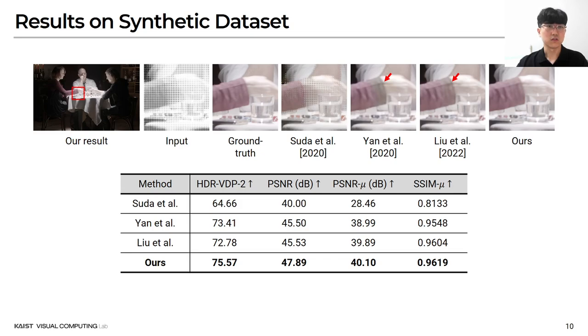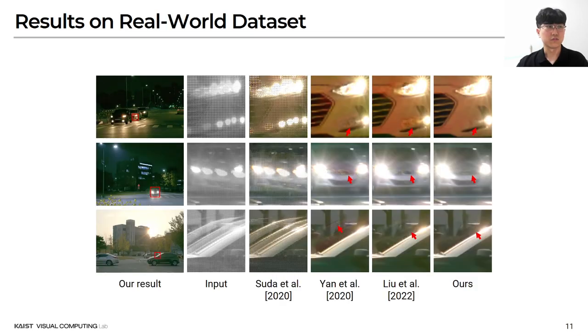This is the result of the synthetic dataset. Our proposed method shows promising results in both qualitative and quantitative comparison. This is the result of the real-world dataset. Our network effectively registers different motion blur.